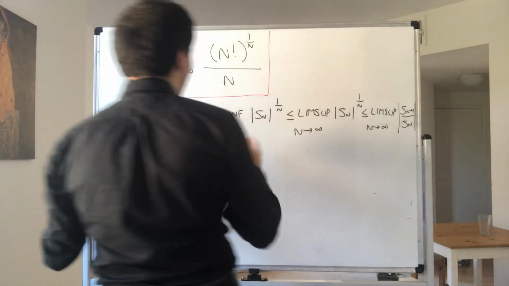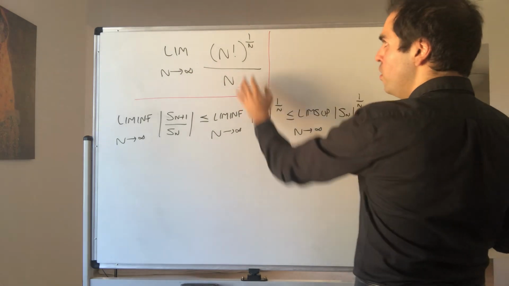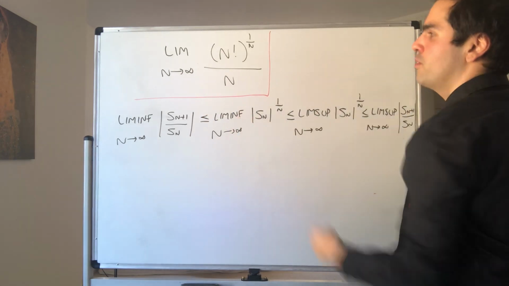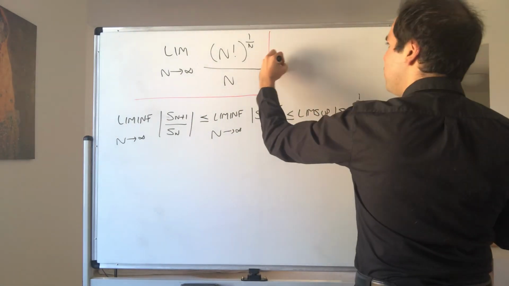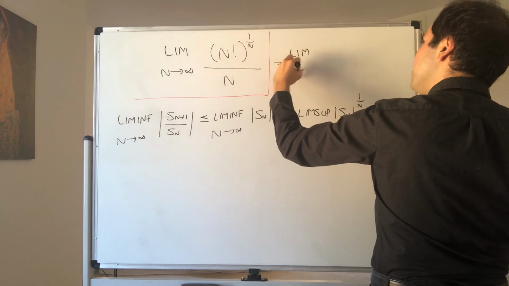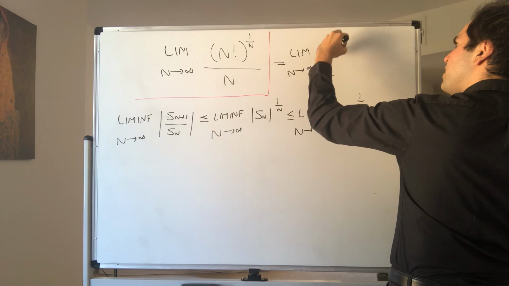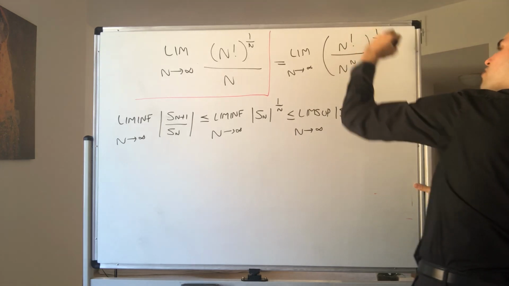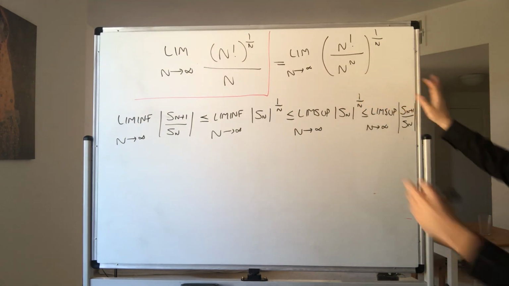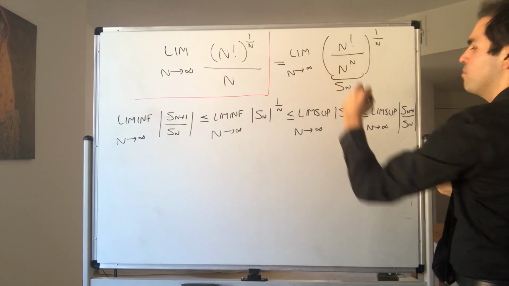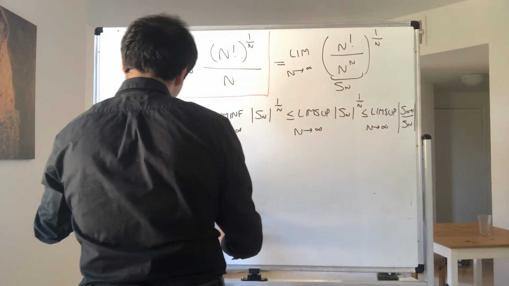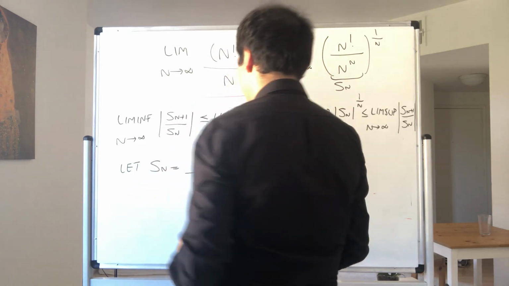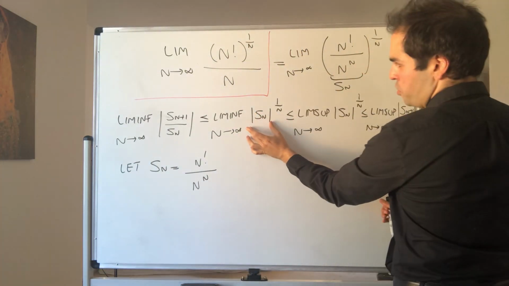Now, why is this useful? Because notice this is of the form 1 over n, so we can actually apply this theorem to study this sequence. But first of all, because we want to write everything in terms of 1 over n, notice that we can write this sequence as n factorial over n to the n, all to the 1 over n. Which suggests to let S_n be this middle term. So let S_n be n factorial over n to the n. So the limit is really this term, okay?